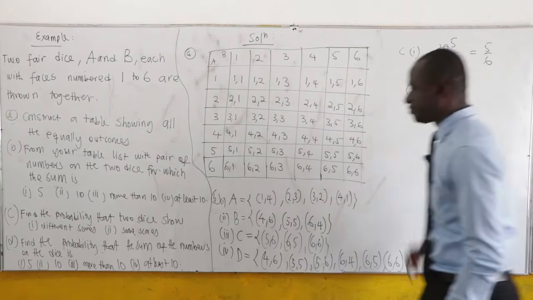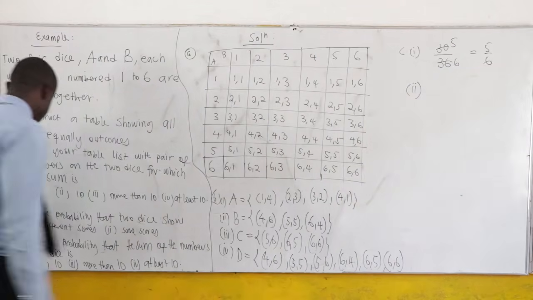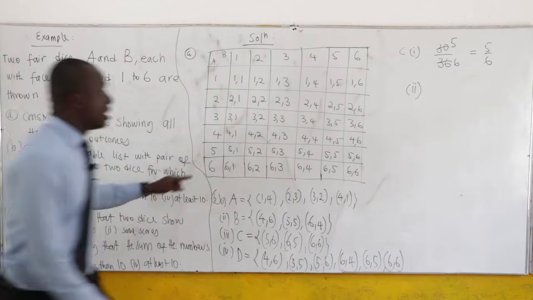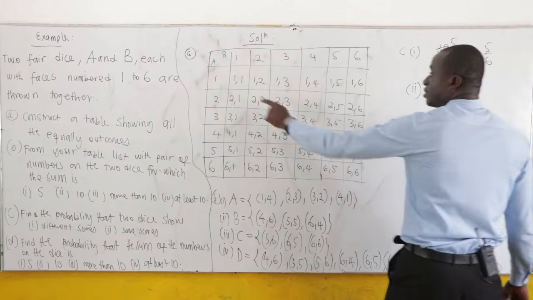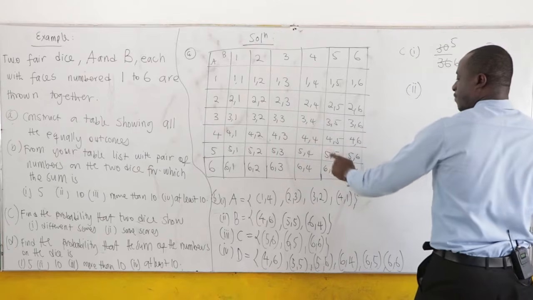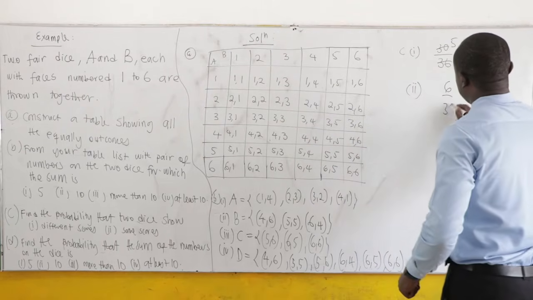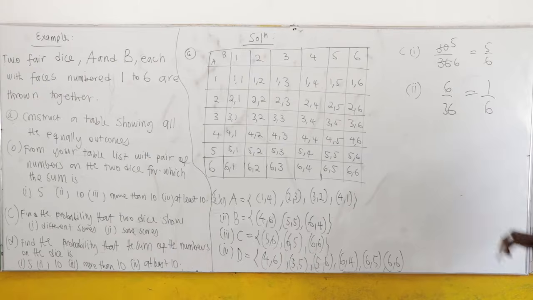Now let's see the second one. The second one says same scores. For same scores, the events are 1,1, 2,2, 3,3, 4,4, 5,5, 6,6. So what do you have? 1, 2, 3, 4, 5, 6. So that will be 6 all over 36, which is 1 over 6.